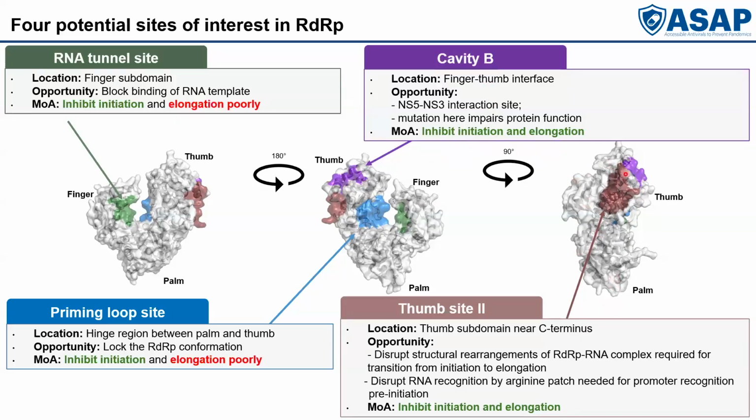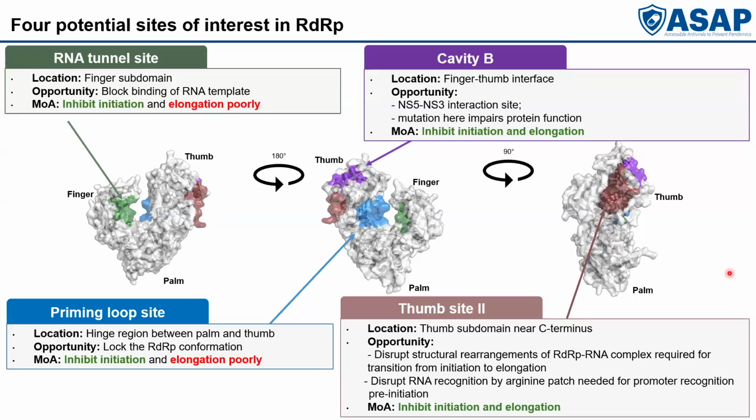The last site is the thumb site 2. This is located near the C terminus of the molecule. Blocking the site blocks the promoter binding and also the structural transitions from initiation to elongation. So we can inhibit initiation as well as elongation by blocking this site.